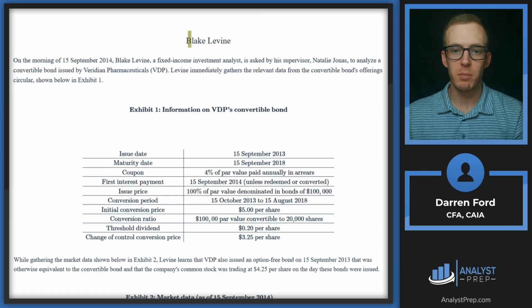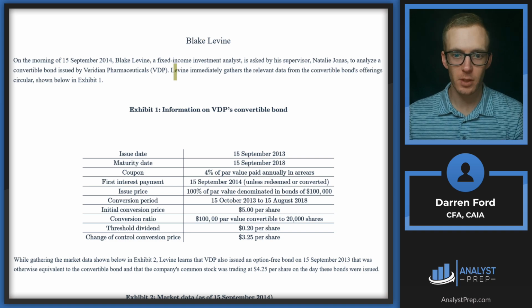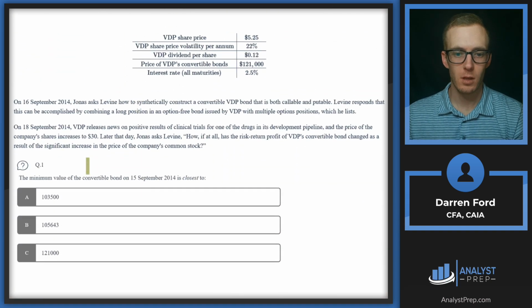All right, we're looking at the Blake Levine case study now. Let's scroll down and read the first question. Question 1. The minimum value of the convertible bond on September 15th, 2014 is closest to. We've got three numbers here.